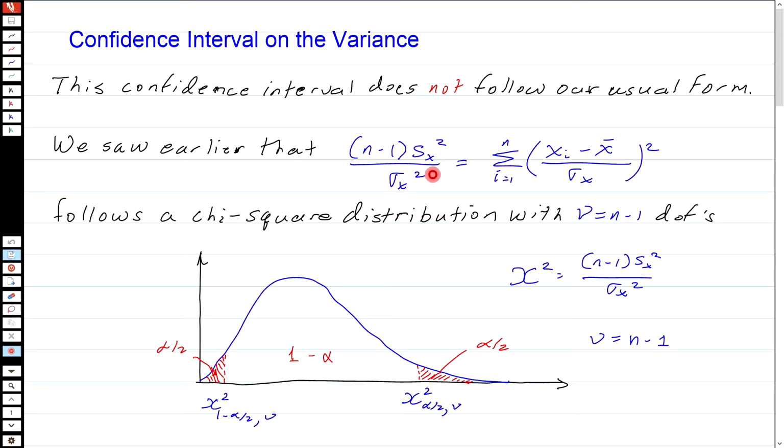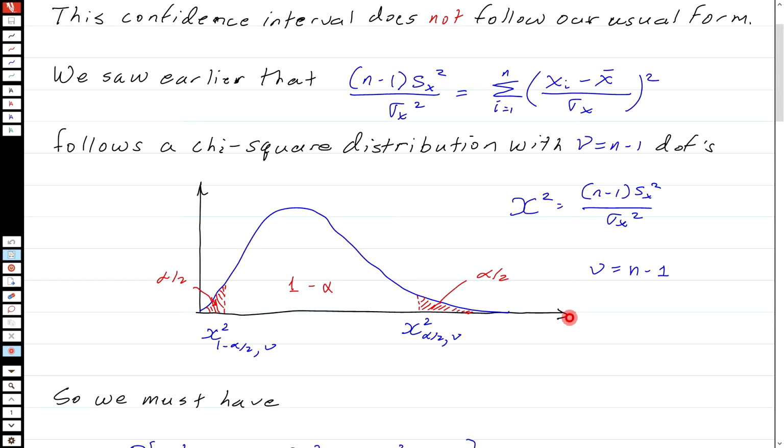We're making use of the fact that the quantity (n minus 1) sx squared divided by sigma x squared is chi-squared distributed and has a distribution that looks like this. So this quantity is equal to a sum of almost standard normals. As we mentioned in an earlier lecture, this tends to a chi-squared distribution with n minus 1 degrees of freedom. If I draw that distribution, I see something like this. It looks a lot like a log normal distribution.